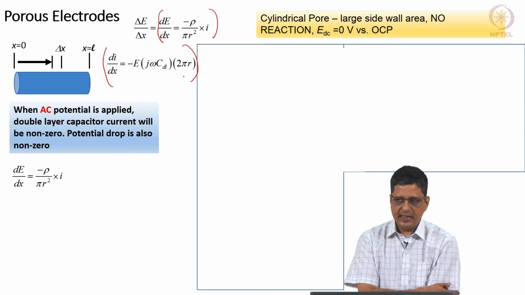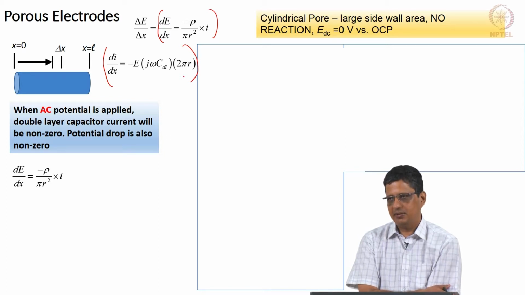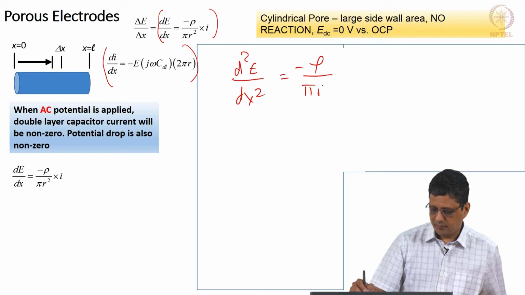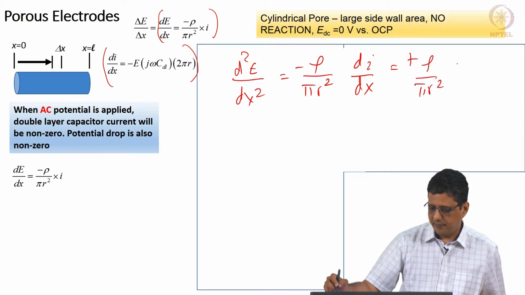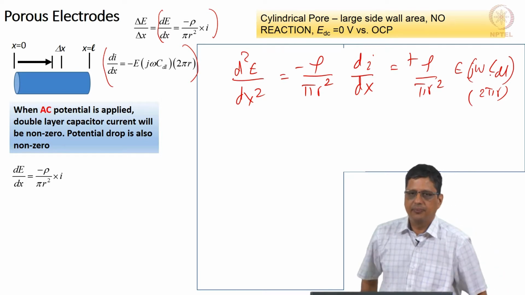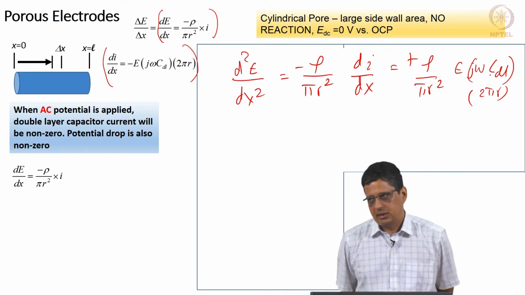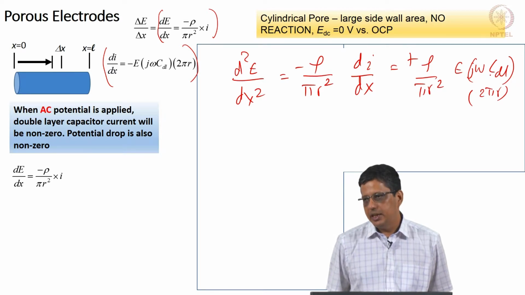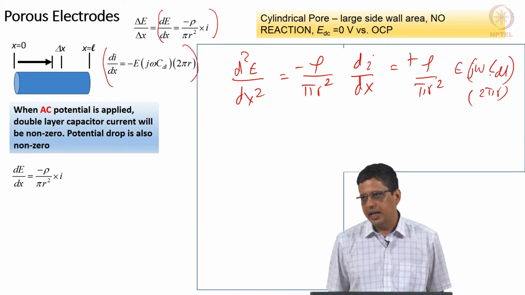So, we take the dE by dx and take a derivative with respect to x. See, what we want to do is find the current, find the impedance for this one pore. We want to find E by I. E here is the AC E and correspondingly I.